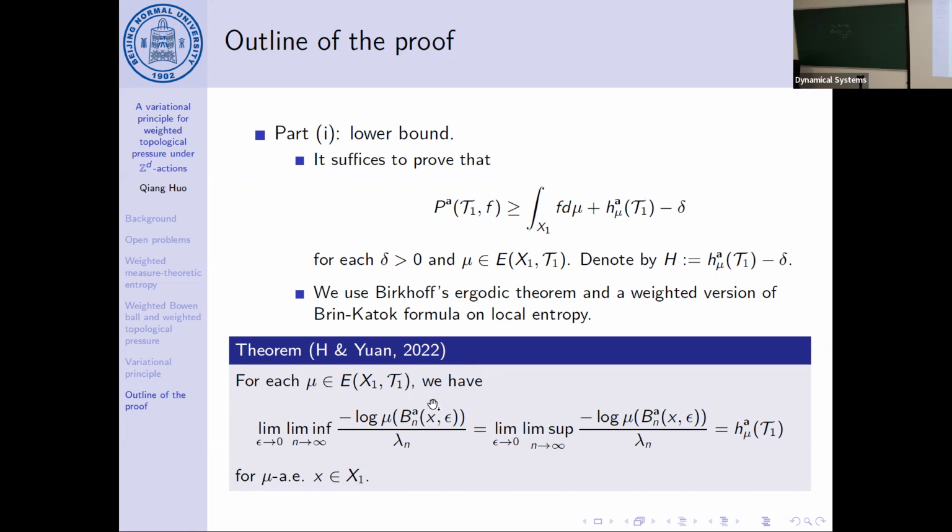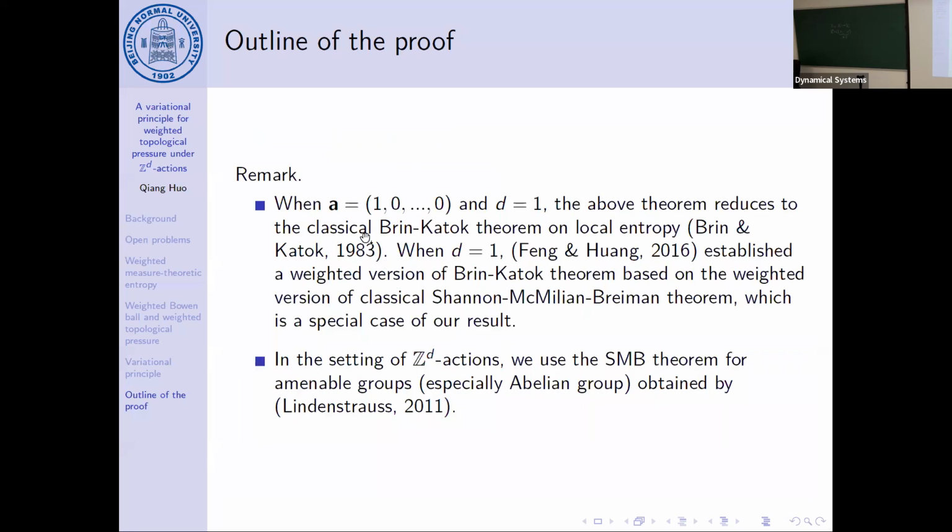I want to make some remarks on this weighted version of the Brin-Katok formula. If a equals this vector, this is the non-weighted version. And if a equals 1, then the above theorem reduces to the classical Brin-Katok theorem on local entropy. And when d equals 1, Feng and Huang established a weighted version of the Brin-Katok theorem based on the weighted version of the classical Shannon-McMillan-Breiman theorem as a special case.